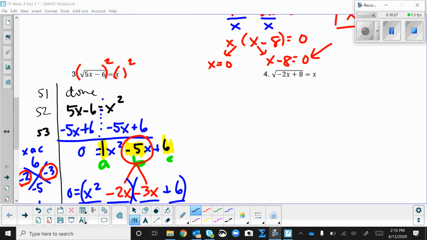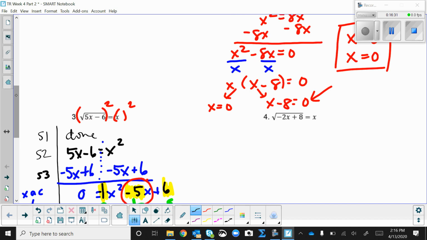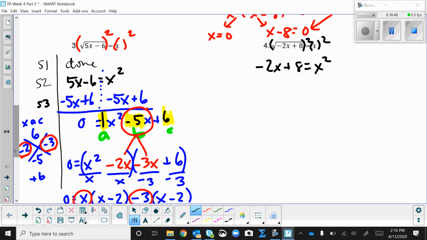All right, so you've had time to work number 4. I'm going to work through it pretty quickly, just so you can see how it's supposed to go. I am squaring both sides. That gives me negative 2x plus 8 equals x squared. Step 2, that was step 2. Step 3, solve by factoring, which means I have to get it equal to 0 first. So I move everything on the left over to the right by doing the opposite.